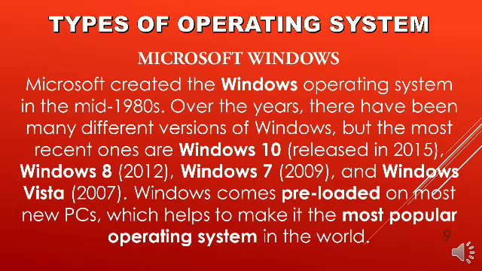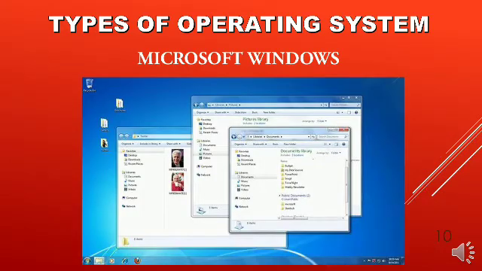Types of operating system. Microsoft Windows. Microsoft created the Windows operating system in the mid-1980s. Over the years, there have been many different versions of Windows, but the most recent ones are Windows 10, released in 2015, Windows 8 in 2012, Windows 7 in 2009, and Windows Vista in 2007. Windows comes preloaded on most new PCs, which helps to make it the most popular operating system in the world. Microsoft Windows.